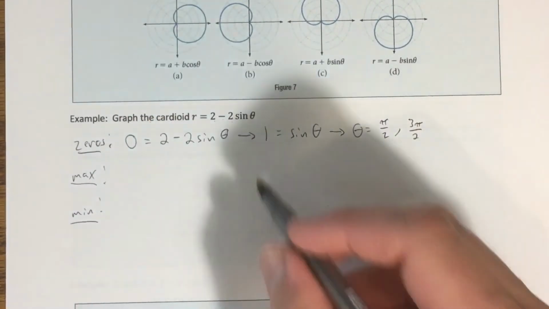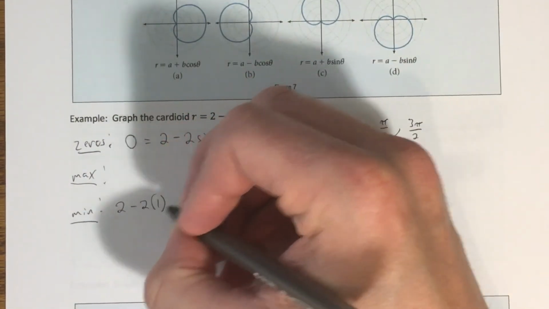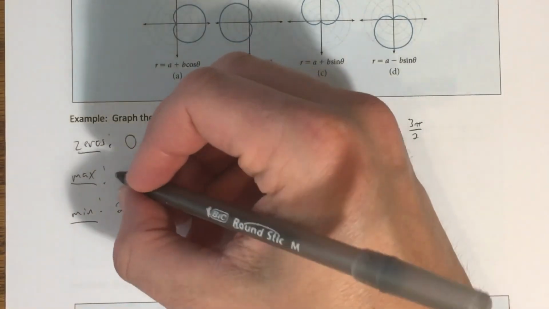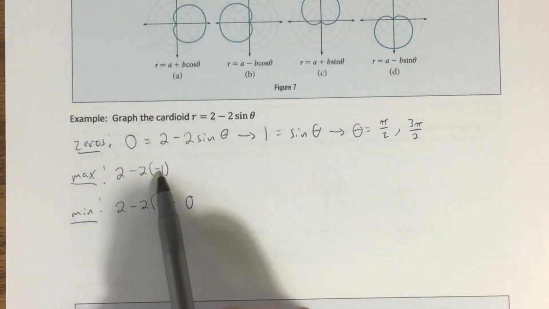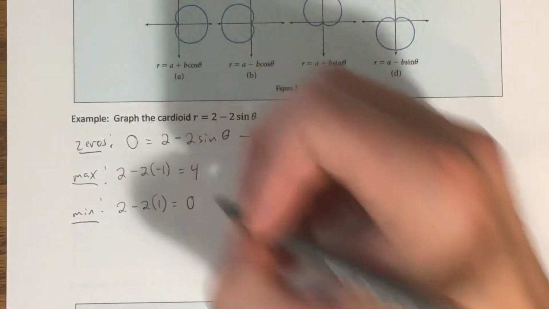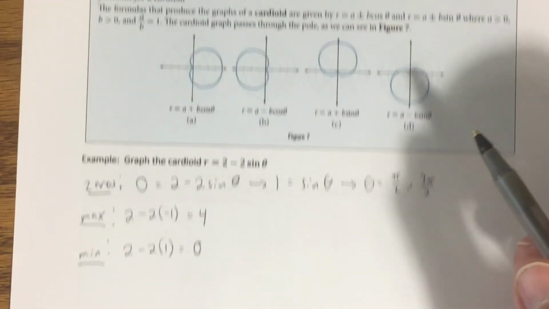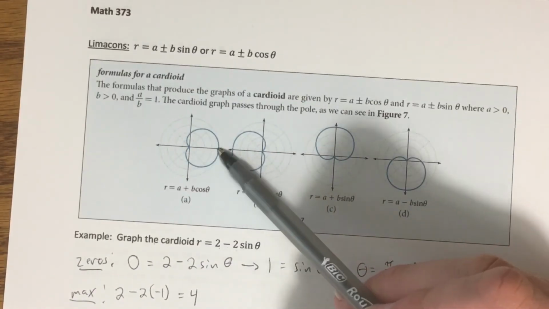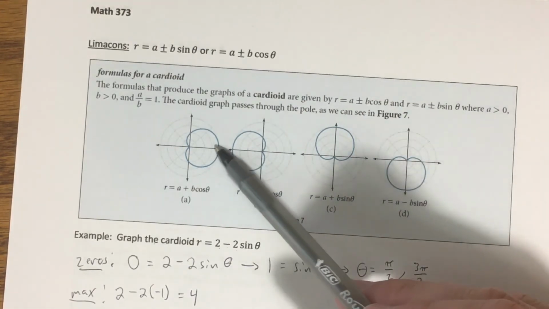The minimum occurs when sine is equal to positive 1. 2 minus 2 times 1, which is 0. The maximum occurs when sine is equal to negative 1. And the reason for that is because we get 2 minus 2 times negative 1. In this case, I have a negative times a negative, which gives me a positive. Positive 4, in fact. Okay? Now, from these graphs of these cardioids, you can see that the maximum occurs at this point here, or here, here, or here, depending on which case you're looking at, this farthest point.